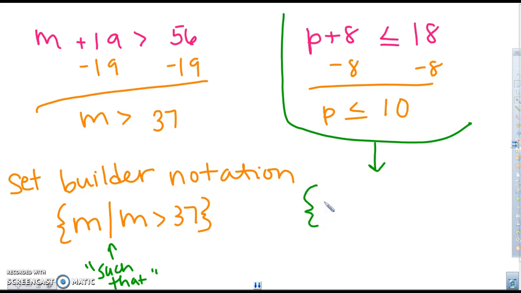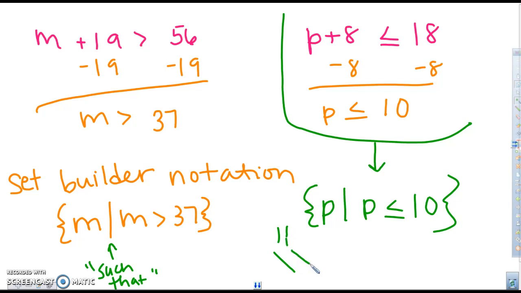Okay, so you should have P such that P is less than or equal to 10. And if you don't know how to make this cool up and down line on your keyboards, I believe you use Shift and then the key that's right above the Enter. It has like a line and a slash like this, and it may look like a broken line. It does on my computer, but it'll look like a key that looks like this, okay? And that'll give you the such that line.